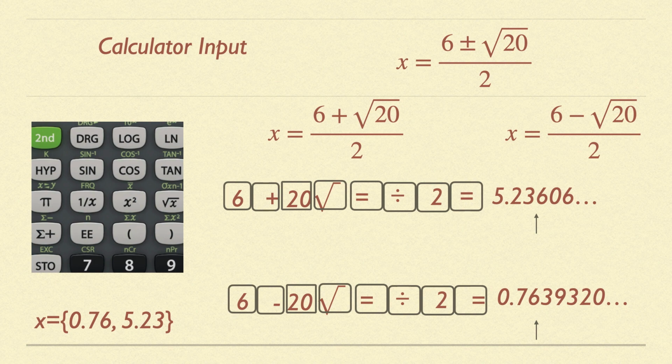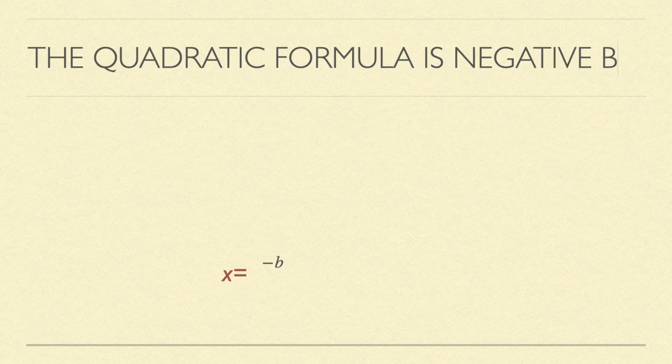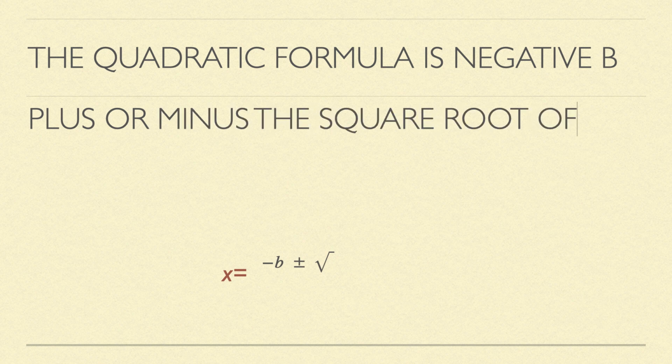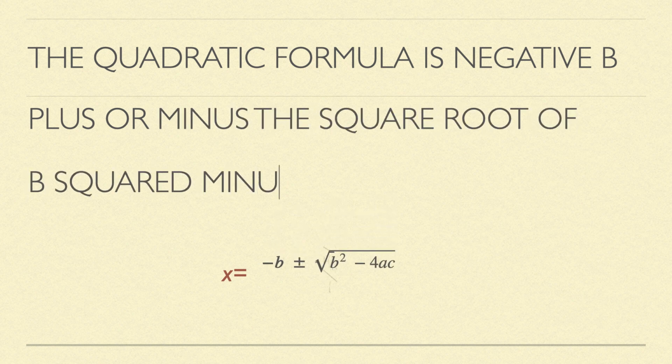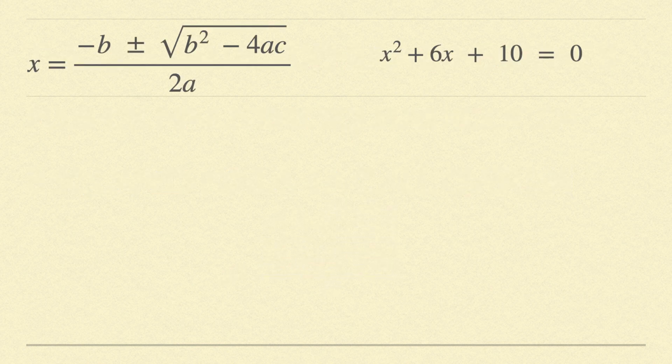It's time for the song again. Can you sing with me? The quadratic formula's negative b plus or minus the square root of b squared minus 4ac all over 2a. All right.